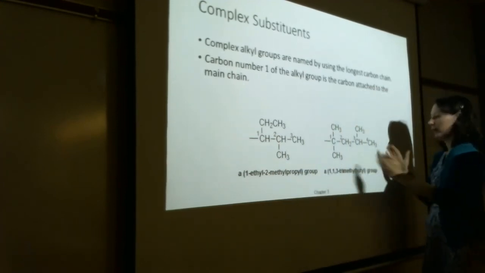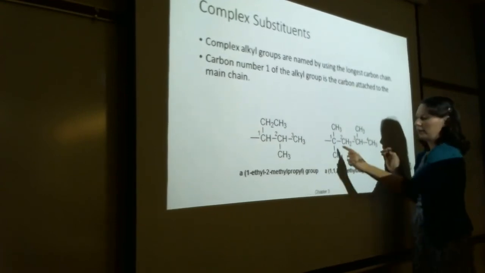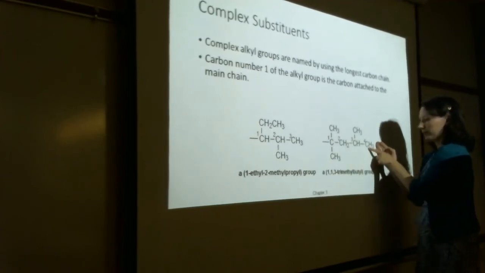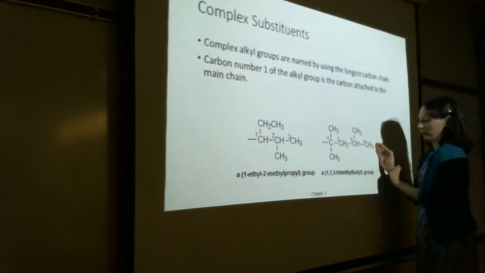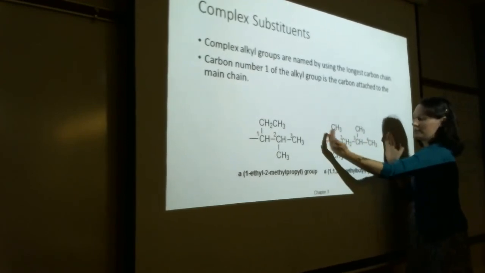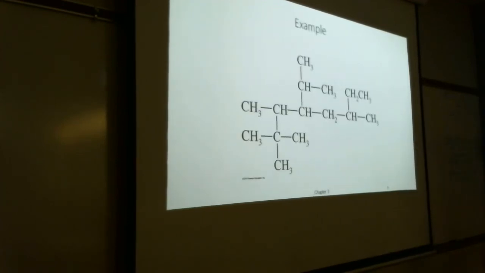Here's another example. Again, this is the point of attachment, so here's the chain, however long it is. Right? So this is a butyl group, and it's got 1, 2, 3 methyls on it. So 1,1,3-trimethylbutyl. That's the name of this substituent. So let's see what that looks like in a real scenario. Let's take this molecule and name it.